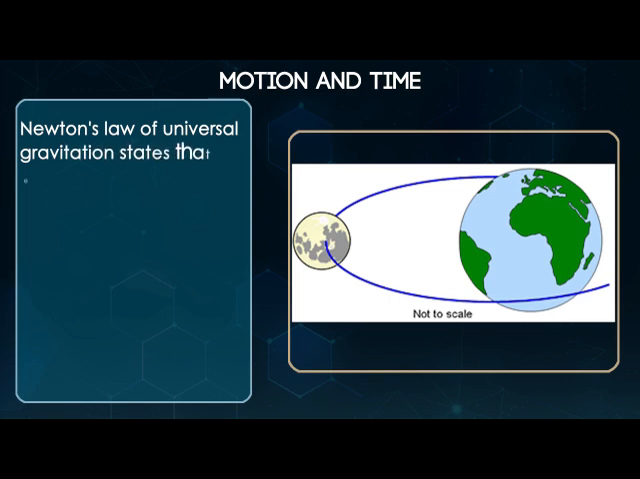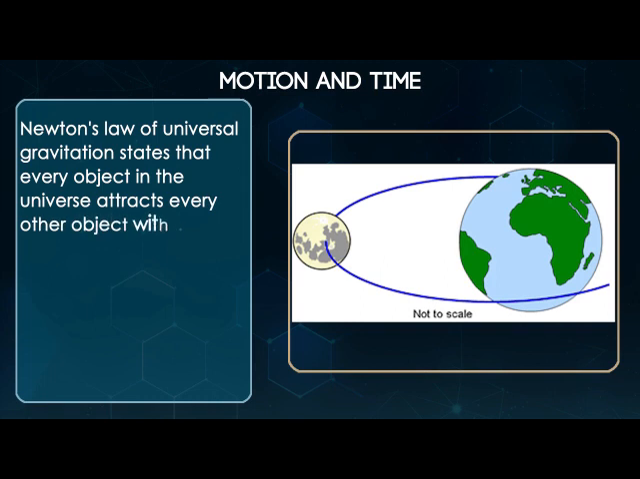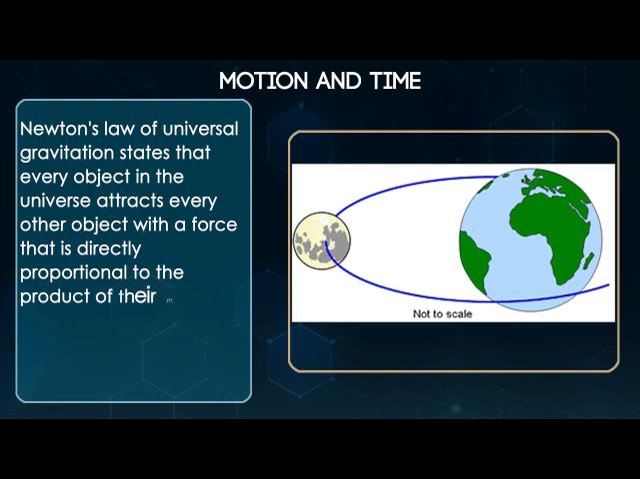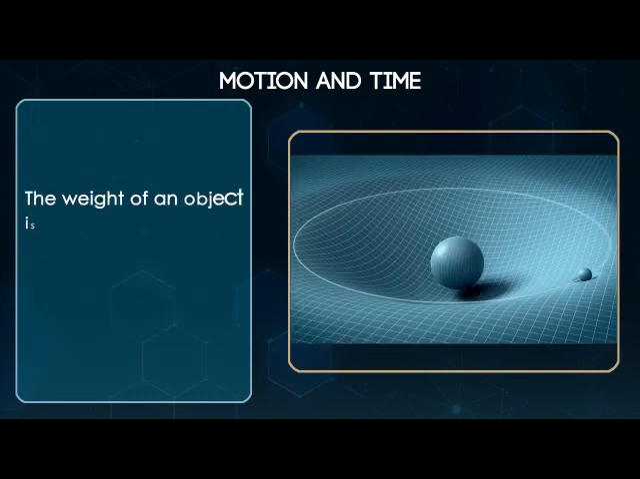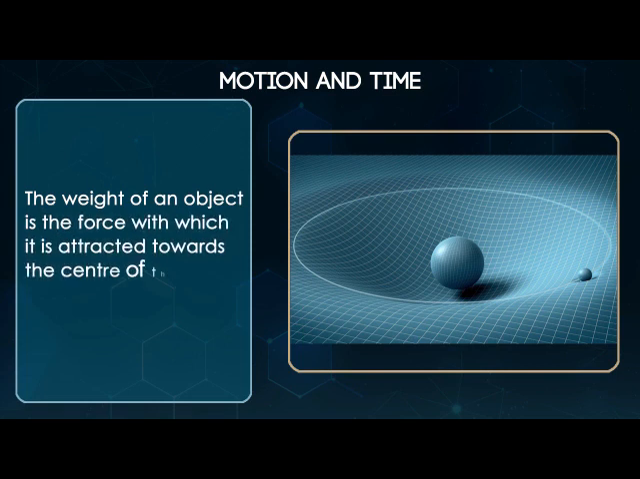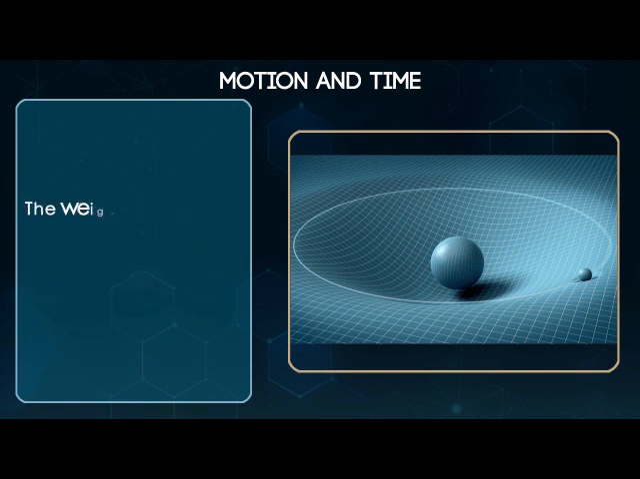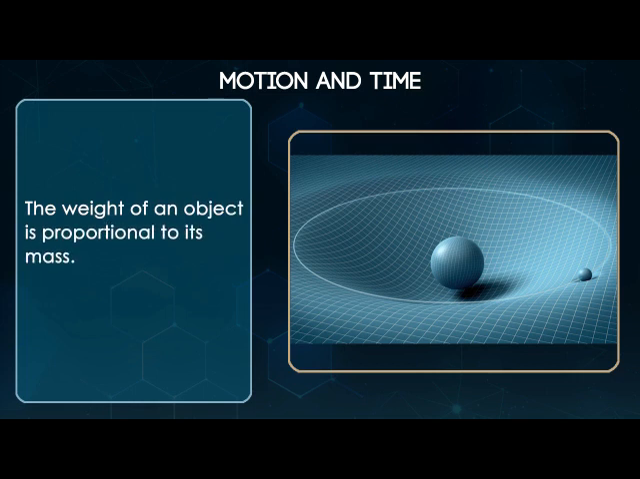Newton's law of universal gravitation states that every object in the universe attracts every other object with a force that is directly proportional to the product of their masses and inversely proportional to the square of the distance between them. The weight of an object is the force with which it is attracted towards the center of the earth due to gravity. The weight of an object is proportional to its mass.